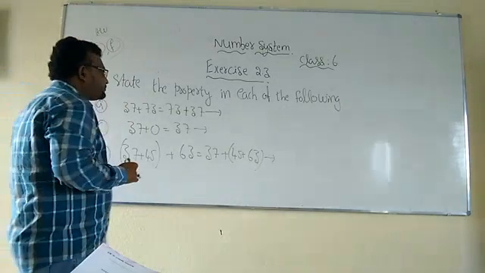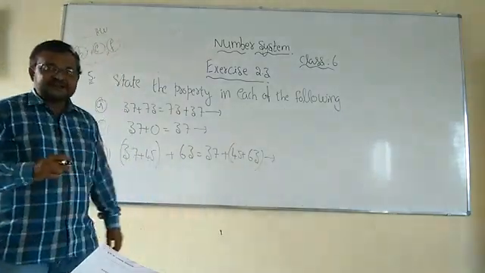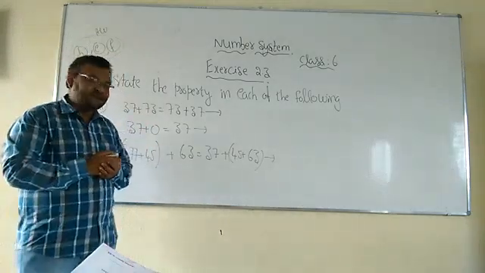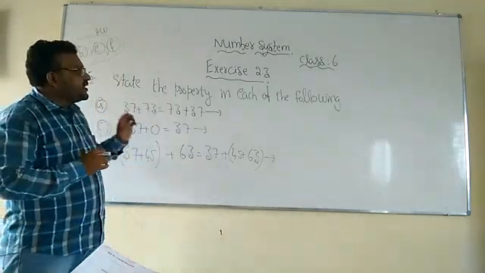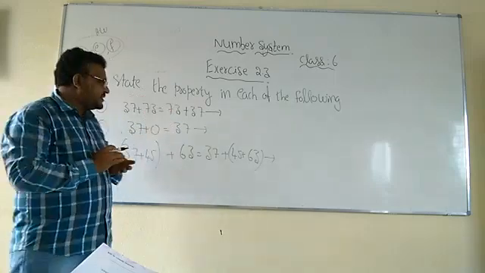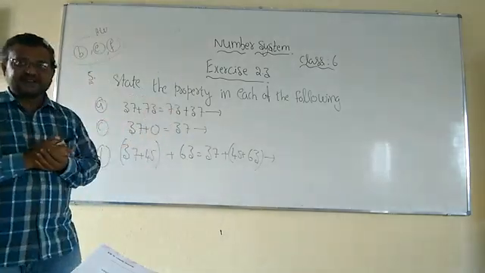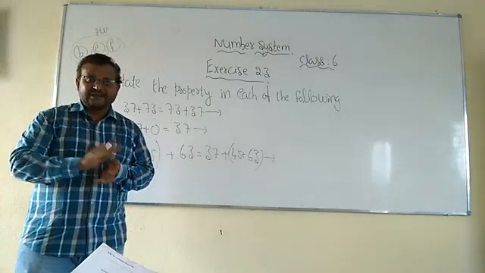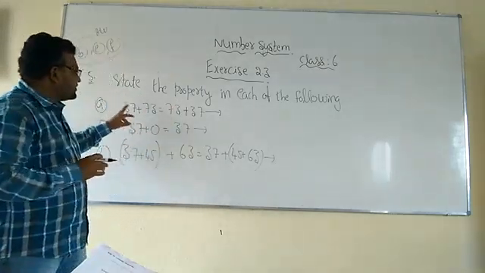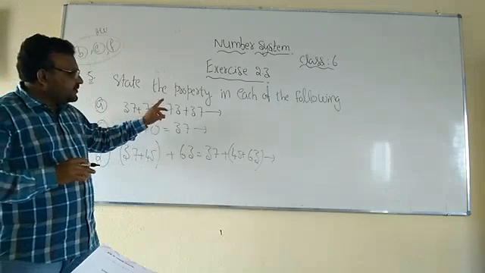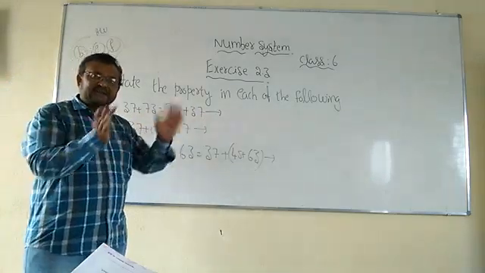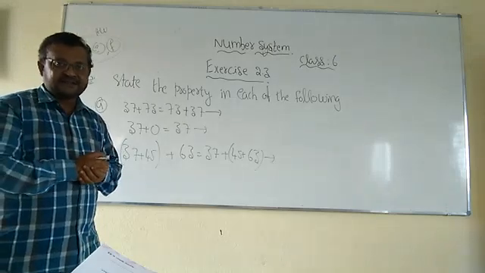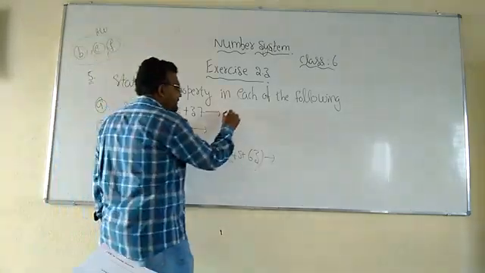And the next step, the fifth problem. It just asks us to say the name of the property. State the property in each of the following. So A, B, C, D, E, F. Six statements are given here. In each statement we have to tell the name of the property. That's all. First one is 37 plus 73 is equal to 73 plus 37. Reverse. A plus B is equal to B plus A. Name of the property is commutative property.